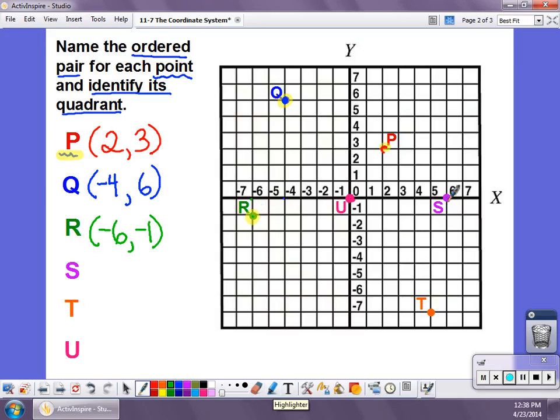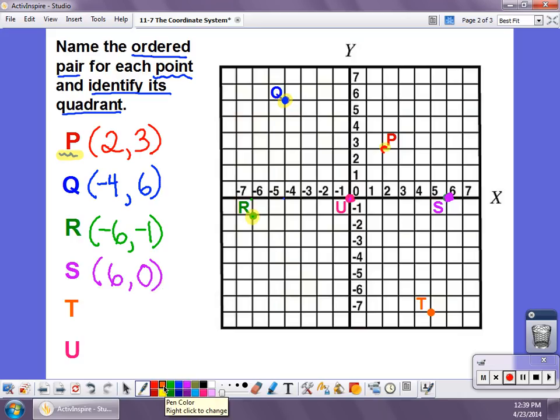Point S is over here. So to get to S, what I'm going to do is start at my origin. I'm going to go 1, 2, 3, 4, 5, 6 places to the right. So it's going to be a positive 6. And then to figure out how far up or down I go, I'm not moving at all. That point is right on my x-axis. So since I didn't move up or down at all, it's going to be 6, 0.